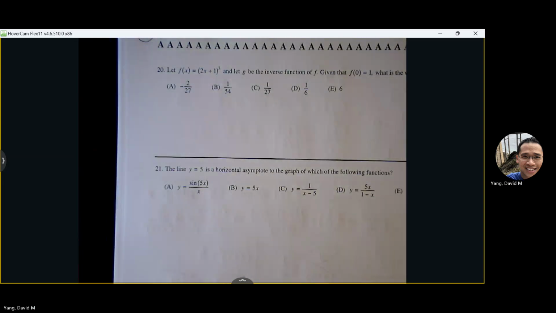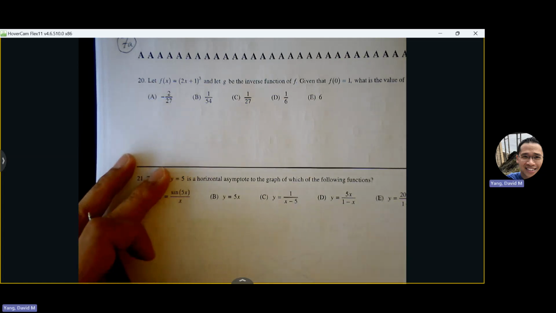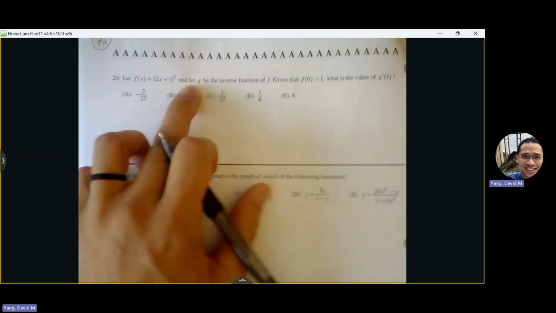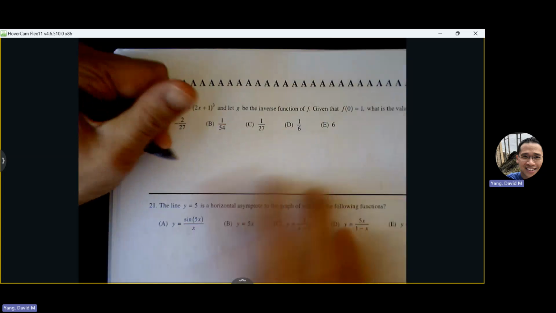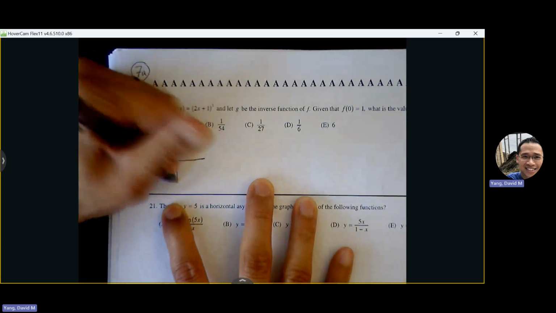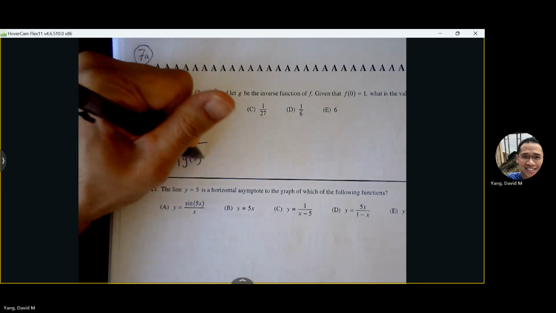Number 20. We have a function 2x plus 1 cubed. We have inverse functions. So this is the process that we go through with the chart and the table and working our way around our chart. It says find the value of g prime of 1. So anytime I'm looking for an inverse, I'm always going to put that in the bottom right corner.